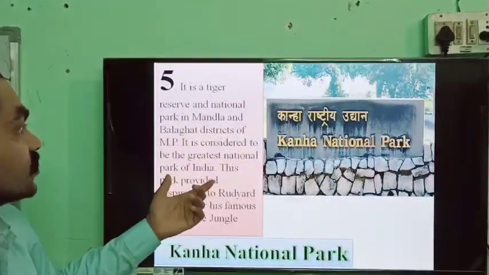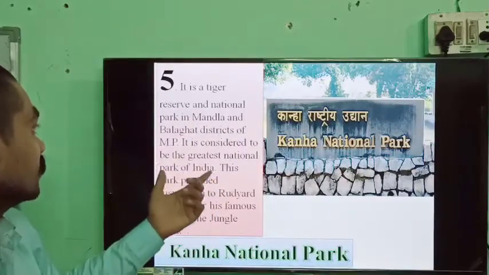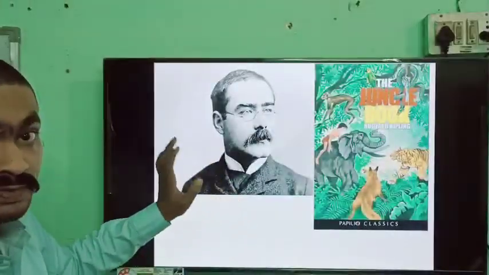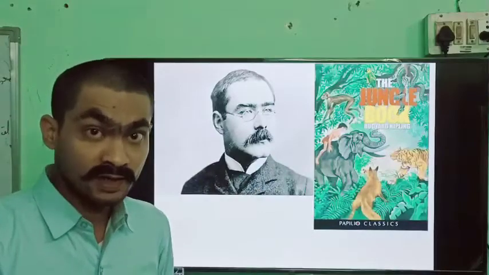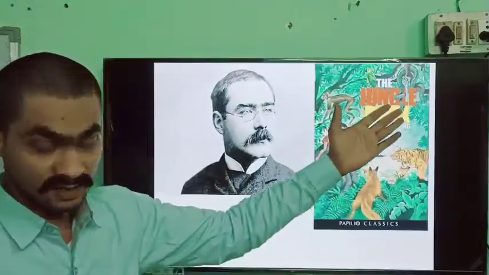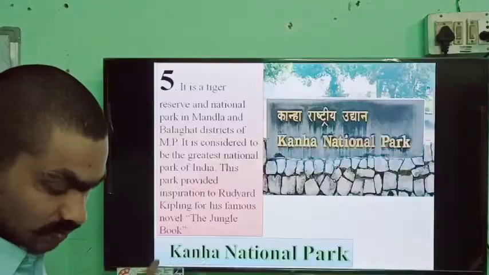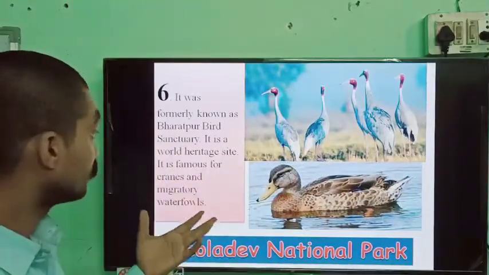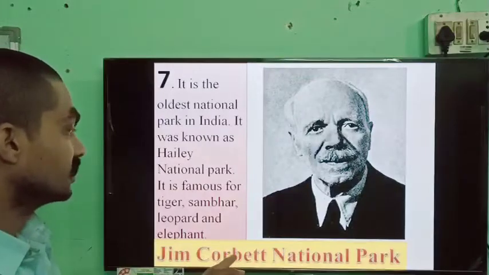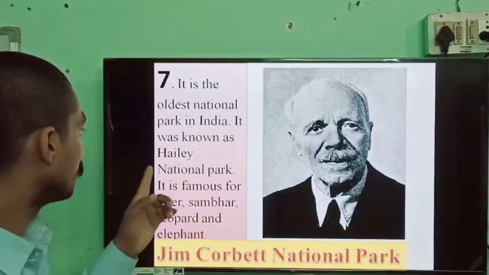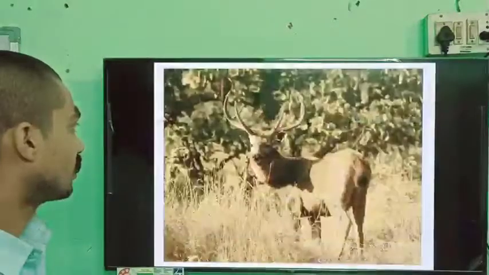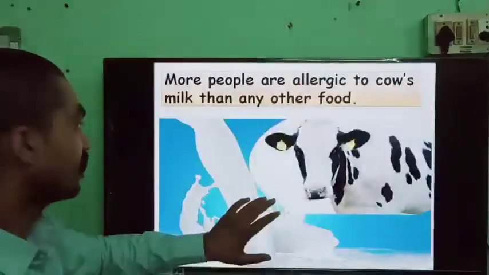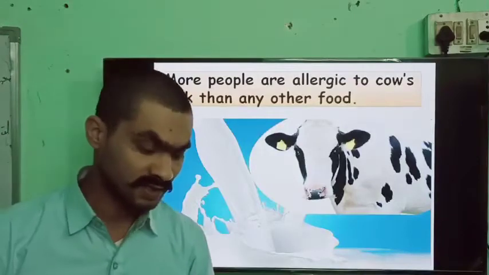Then this is Kanha National Park. It is in Madhya Pradesh again, and it is also a tiger reserve. And this question may come: which national park provided inspiration to Rudyard Kipling for writing the book The Jungle Book? It was Kanha National Park. Then Keoladeo was earlier known as Bharatpur Bird Sanctuary. Jim Corbett National Park is in Uttarakhand. Earlier it was known as Hailey National Park. These are the animals found there. Then Valley of Flowers National Park is situated in Uttarakhand. And more people are allergic to cow's milk than any other food.